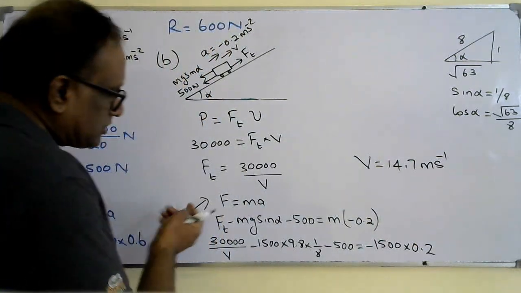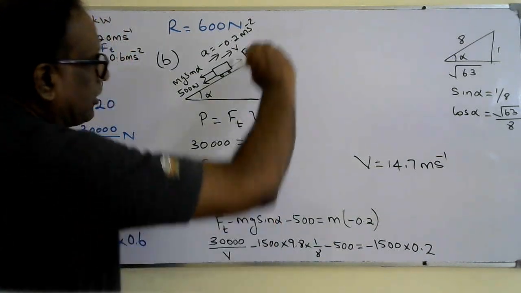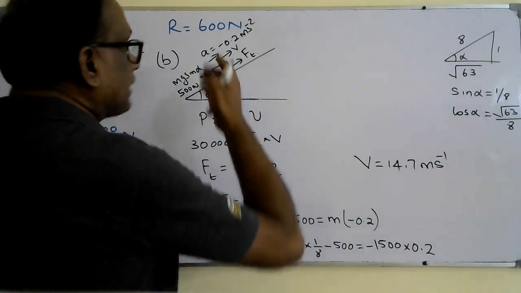So we are writing along the slope up, so this is along the slope up, positive. This is negative mg sin alpha because it is along the slope down. Then acceleration is negative, as I already explained, because it's a deceleration.